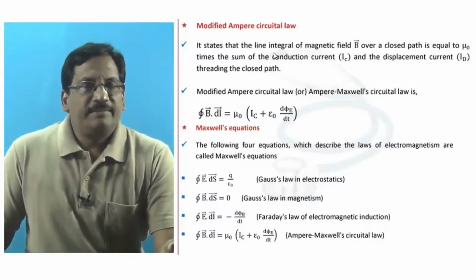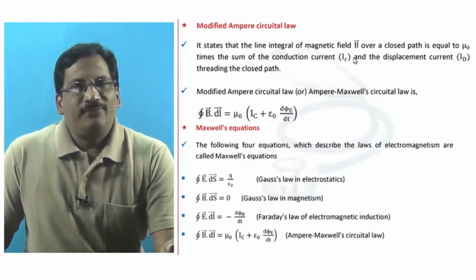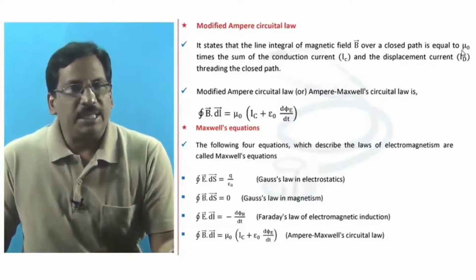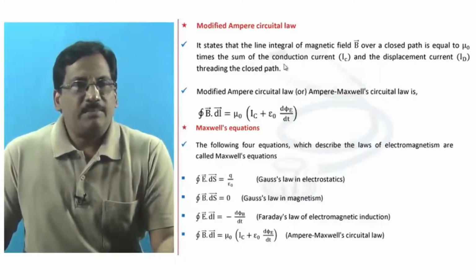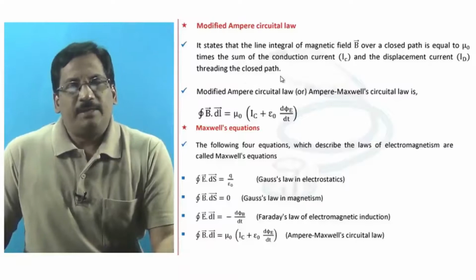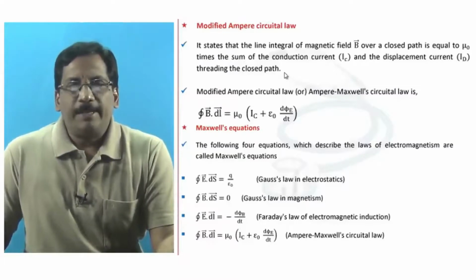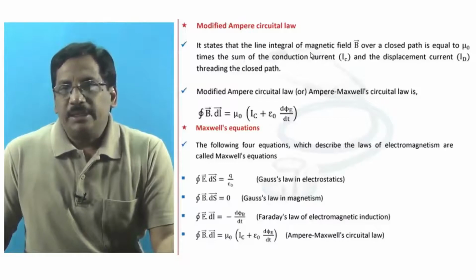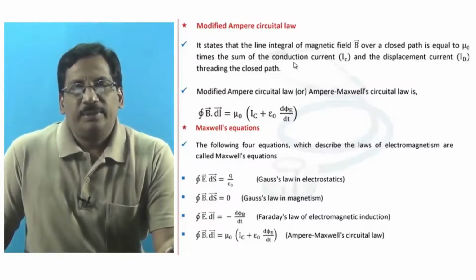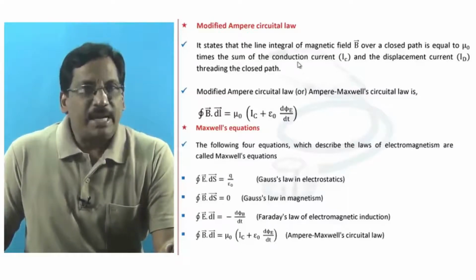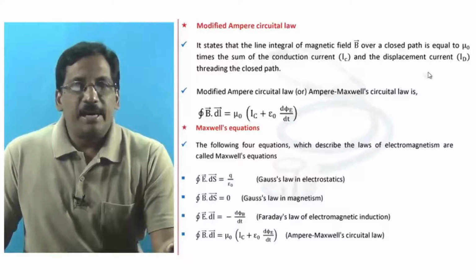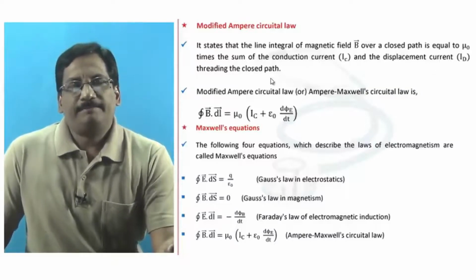It states that the line integral of the magnetic field, that is B bar, over a closed path is equal to mu naught times the sum of the conduction current and the displacement current threading the closed path. Earlier we only stated that the line integral of the magnetic field over a closed path is equal to mu naught times the current enclosed, simply the conduction current. But now it's modified as the sum of the conduction current and the displacement current threading the closed path.